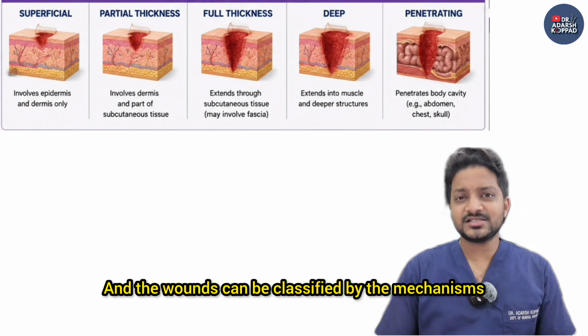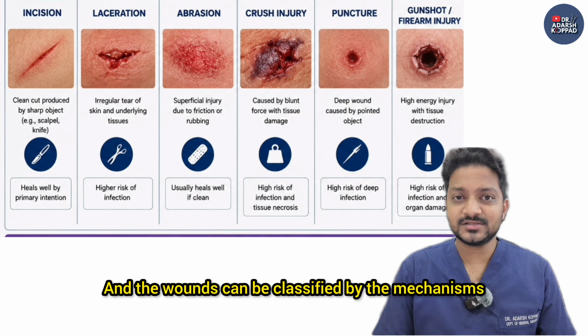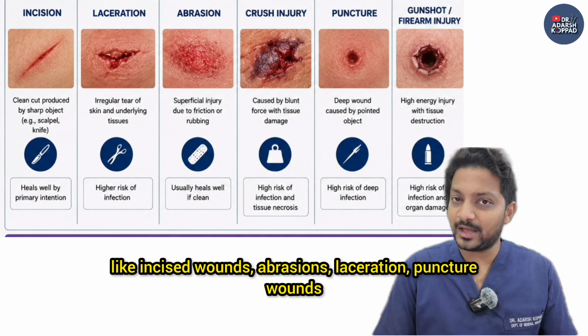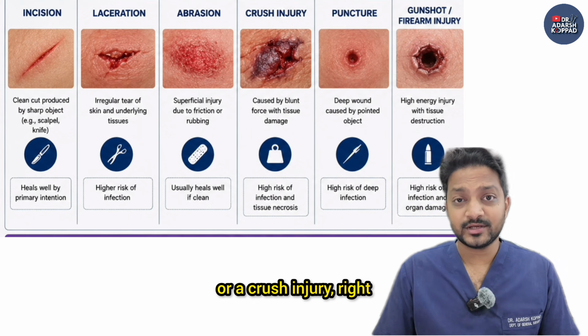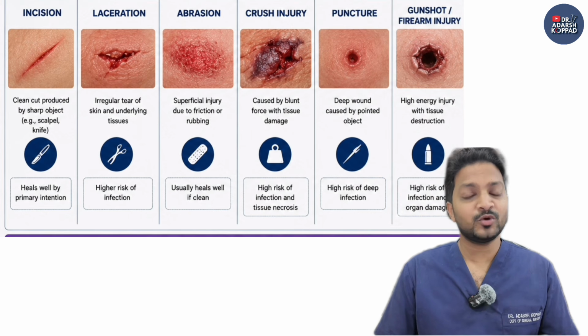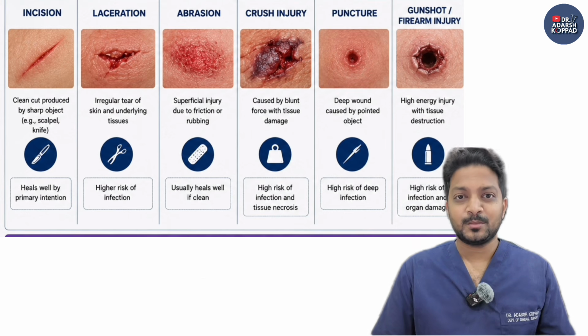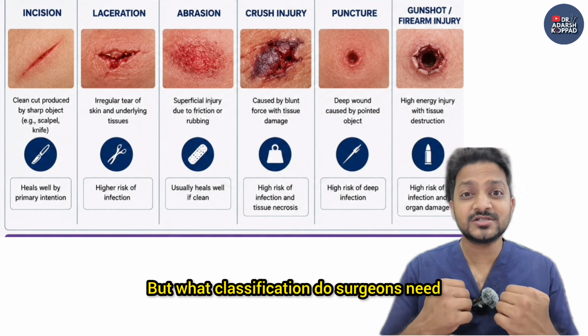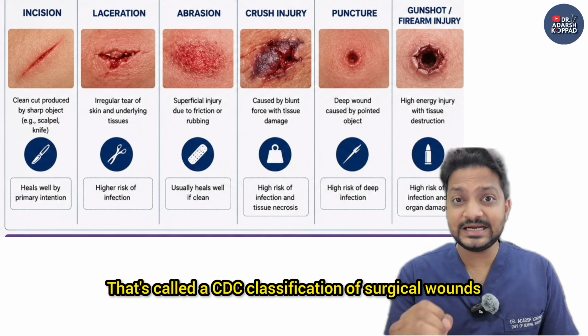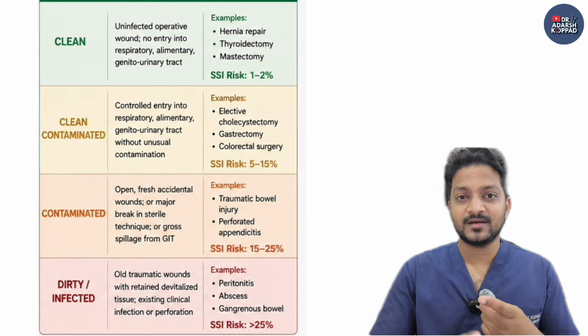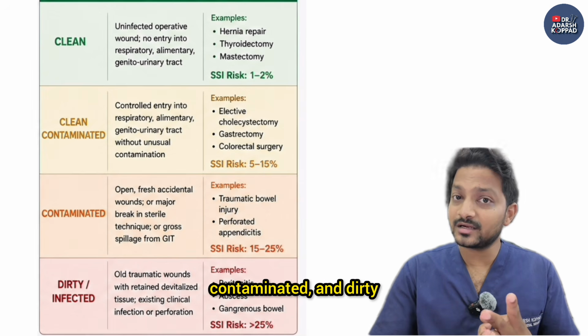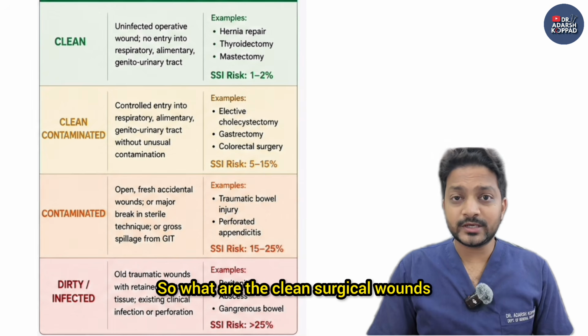And the wounds can be classified by the mechanisms like incised wounds, abrasions, lacerations, puncture wounds, or a crush injury, right? Depending on the mechanism, you can classify the wounds in different kinds. But what classification do surgeons need? That's called the CDC classification of surgical wounds, and they are divided into 4 types: the clean wounds, clean contaminated, contaminated, and dirty.